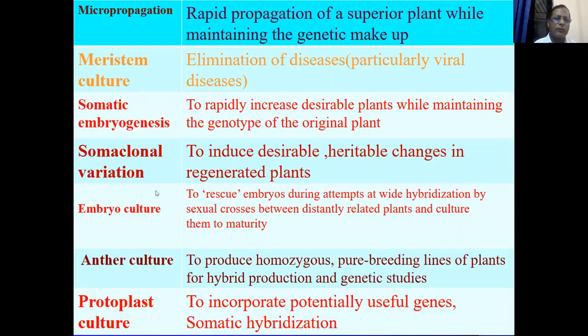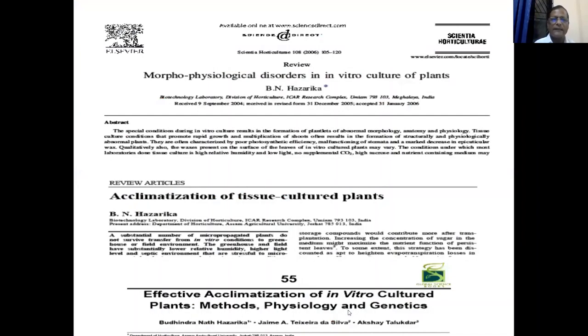Another is somaclonal variation, to induce desirable heritable changes in the regenerated plants. Embryo culture is to rescue the embryos during attempts at wide hybridization. Another is anther culture, to produce homogeneous and pure breeding lines. And protoplast culture is to incorporate potentially useful genes, for somatic embryogenesis, etc.